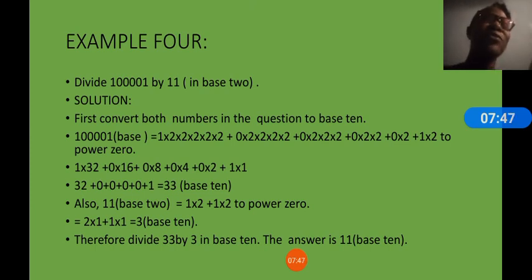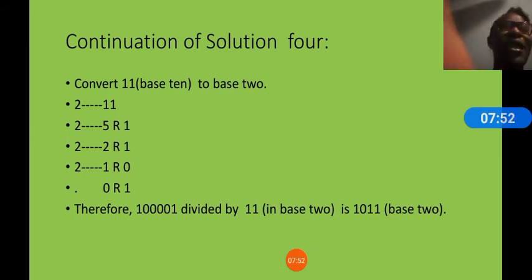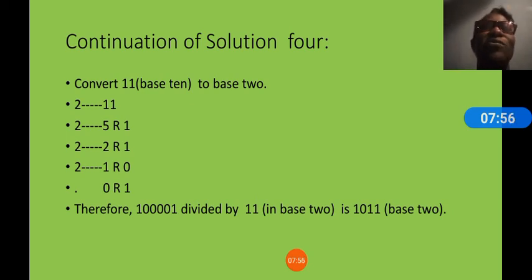But we're asked to do our calculations in base 2. So we need to convert our 11 to base 2. And so we divide 11 by 2. We get 5 remainder 1. We divide 5 by 2. We get 2 remainder 1. We divide 2 by 2. We get 1 remainder 0. And if we divide 1 by 2, we get 0 remainder 1. So reading your answer from below, I mean the remainder part, you have 1011 as the answer for the question in example 4.